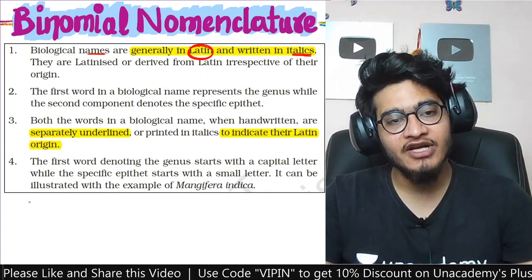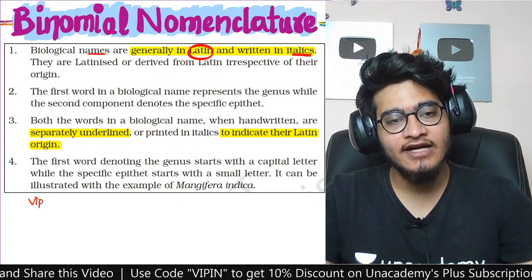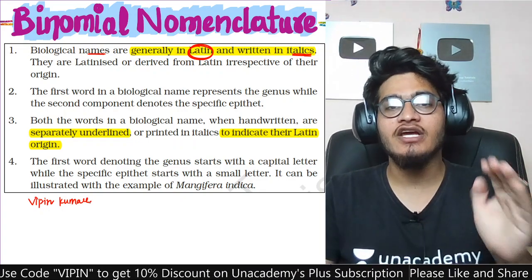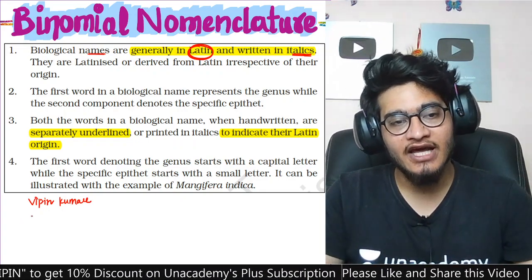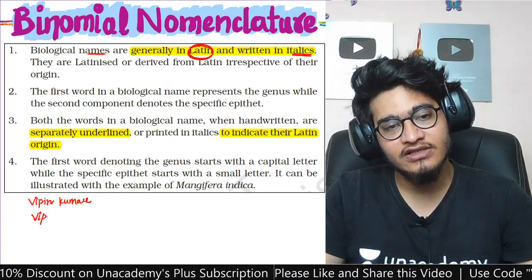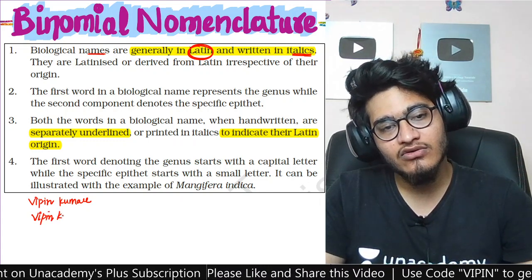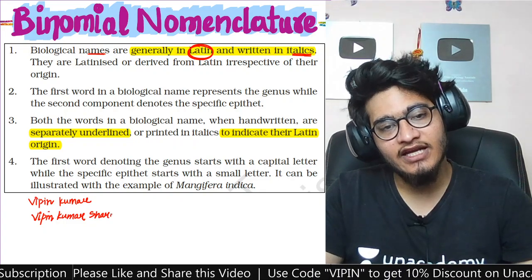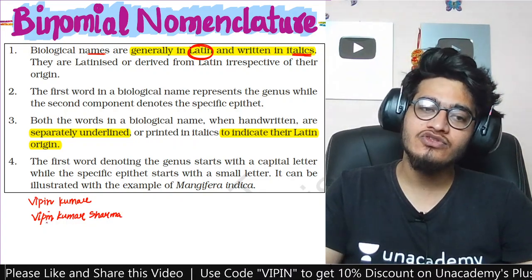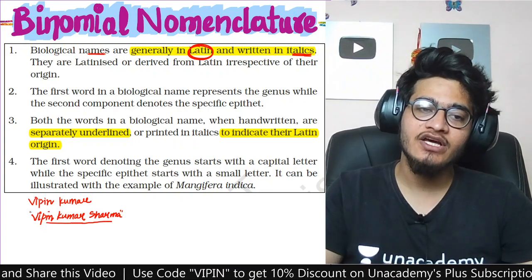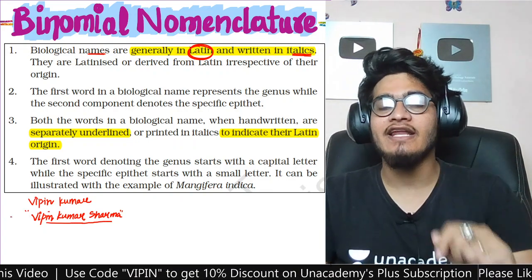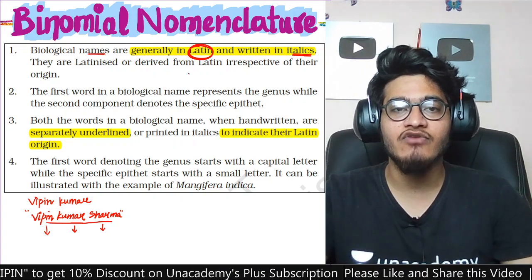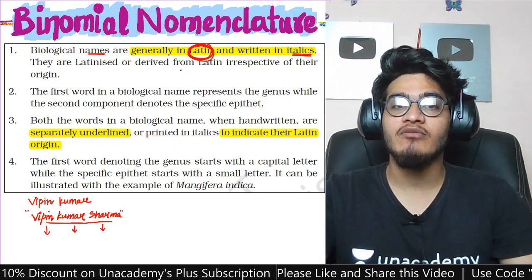For example, if I write my name in standard language, it will be like this, Vipin Kumar Sharma. But if I write it in italics, it will look something like this, Vipin Kumar Sharma. Italics is a little bit tilted. So we write the scientific names in such a way that they are represented in italics. And these words, Vipin, Kumar and Sharma, would be taken from Latin.